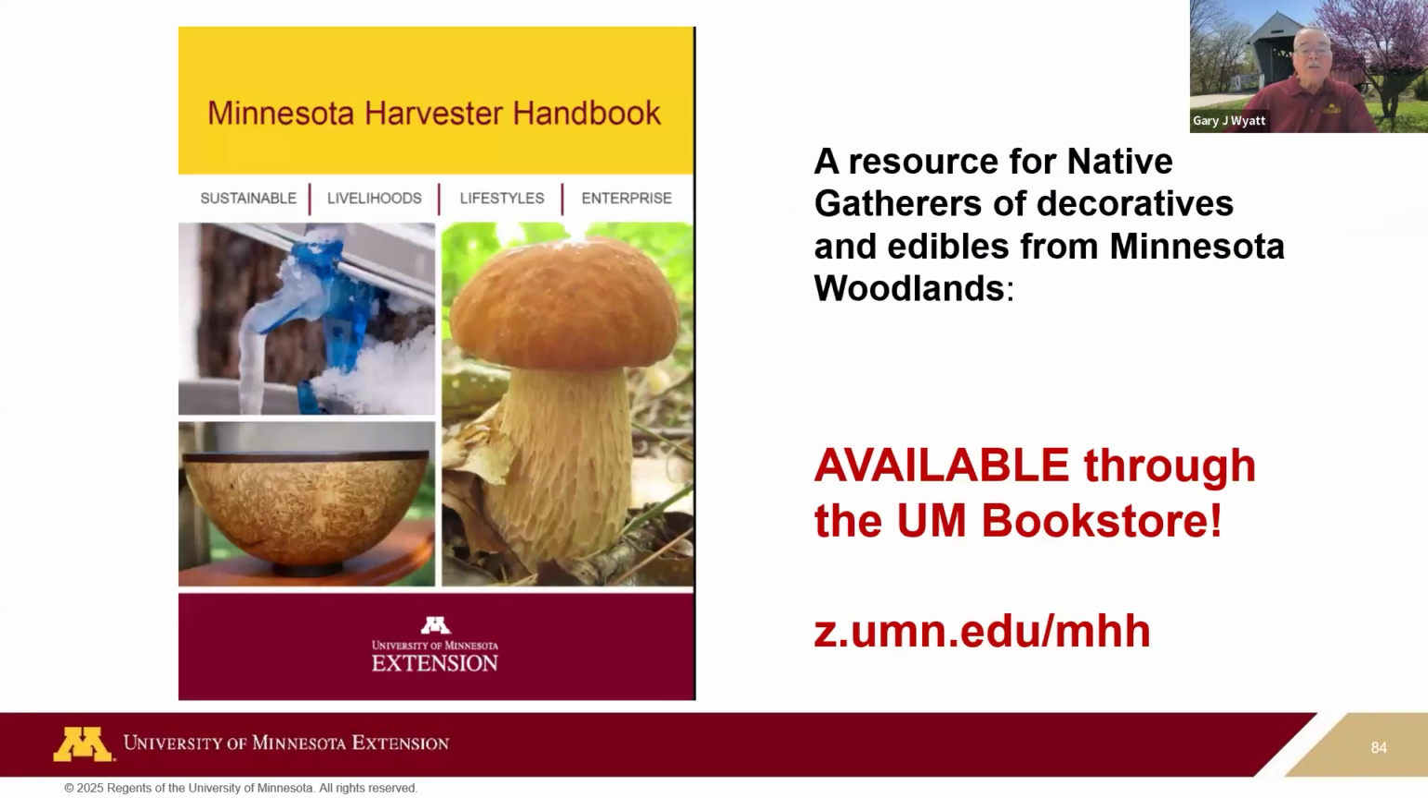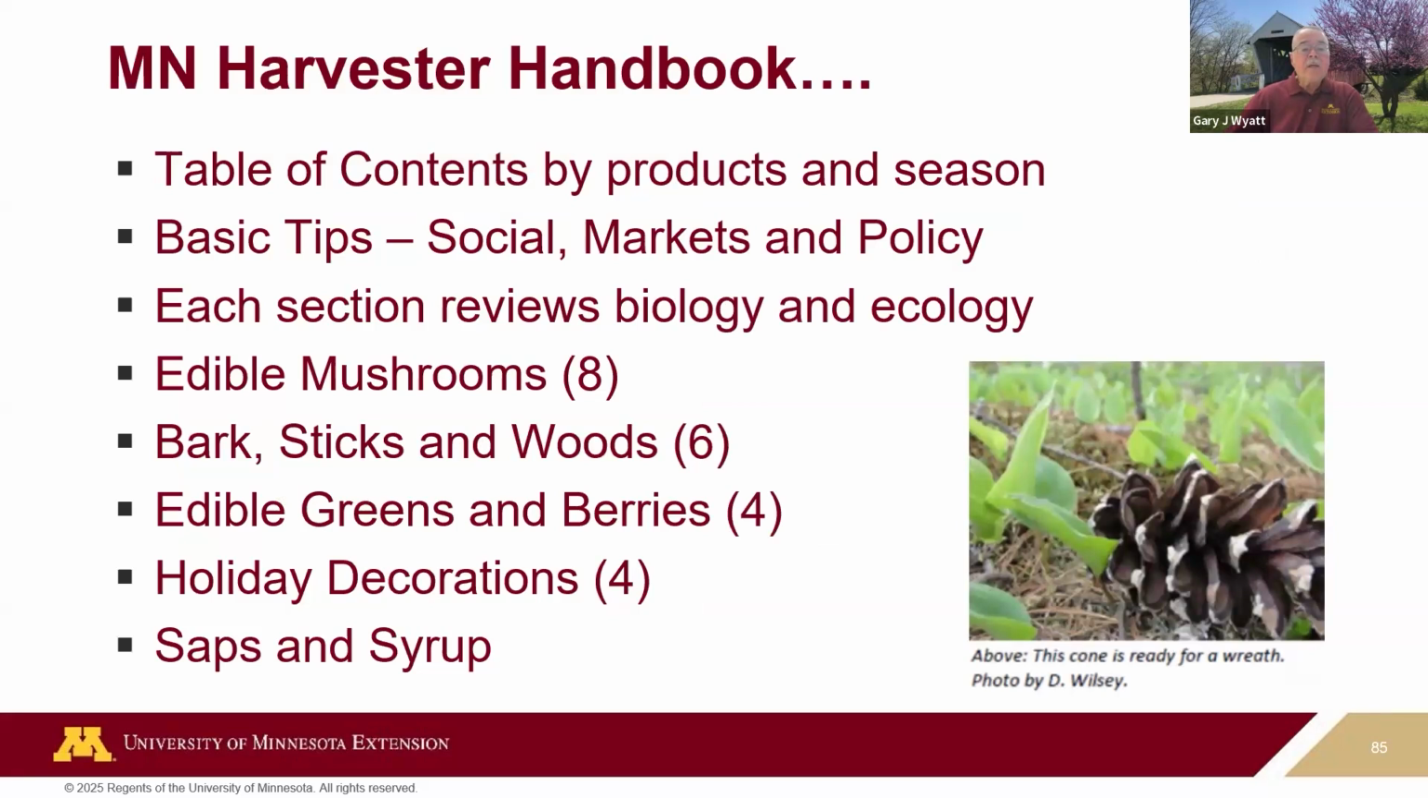Along with that, we have an excellent resource booklet, the Minnesota Harvester Handbook, for you foragers out there. And there are different types of topics. Here's the table of contents: products and season, basic tips, and social markets and policy. Permits are usually required, and certainly ask permission for the properties that you search for foraging. We have 8 edible mushrooms, 6 bark, sticks, and woods, 4 edible greens and berries, and 4 holiday decorations, and we talk about saps and syrups in that book.